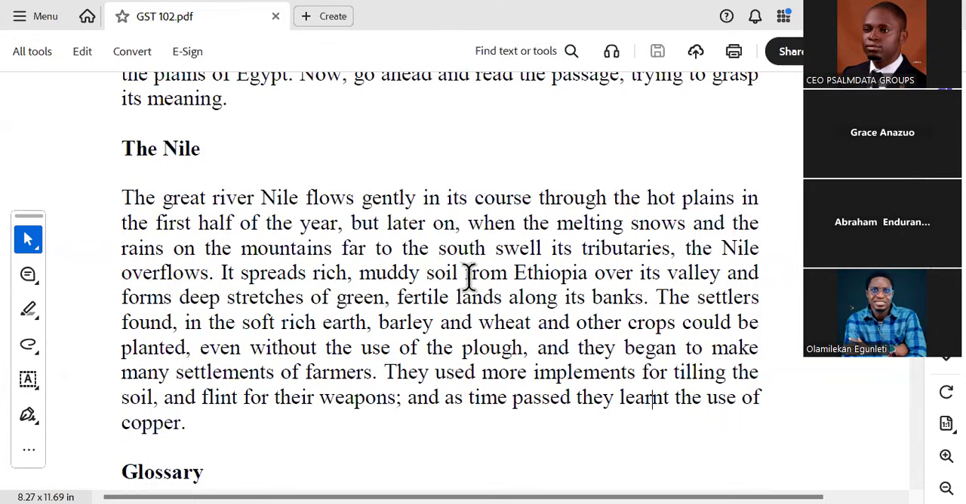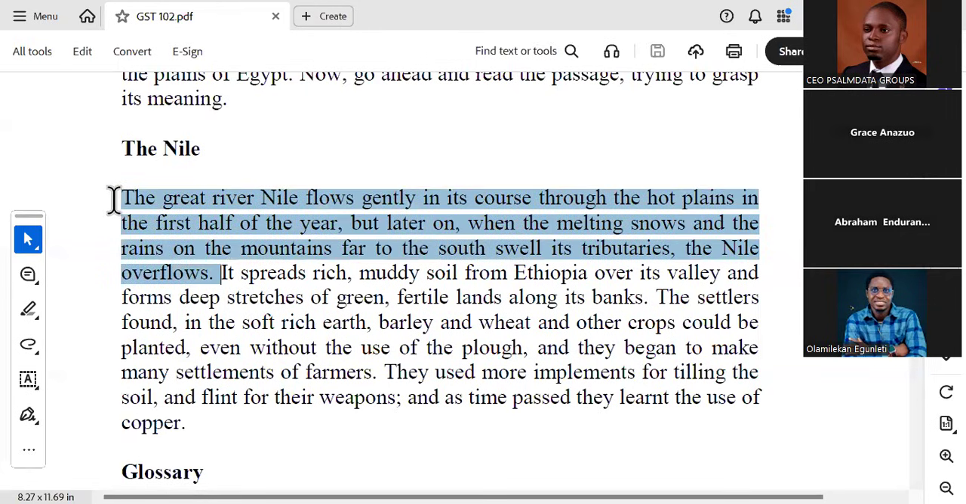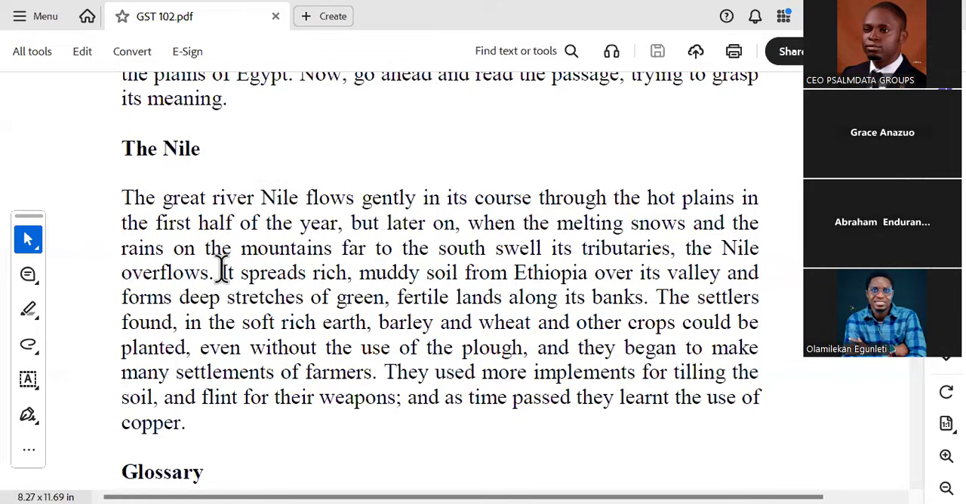So, we removed the great, we removed gently. What else did we remove here? Gently in its course. Then we removed but. What else do we remove? Okay, let's say we retain the rest. Let's just accept that that is enough for a summary of this particular sentence. We remove the second sentence, which starts from mentioned, it spreads rich and stops here. What can we remove? I will not destroy the sentence.